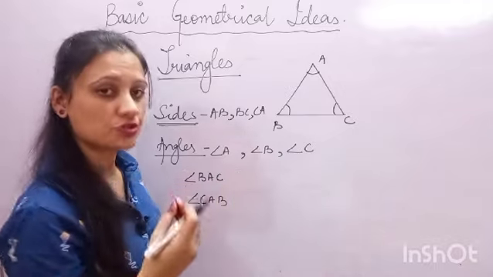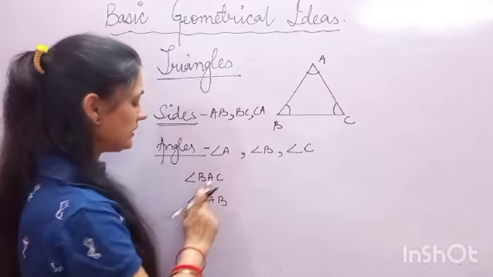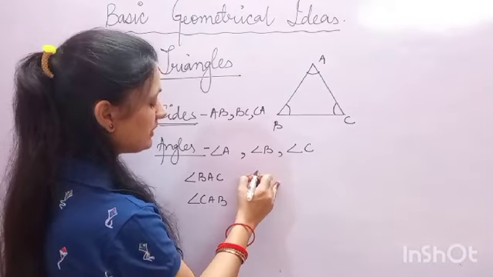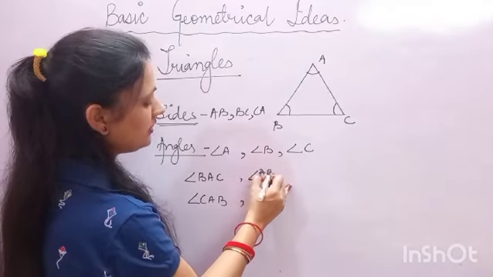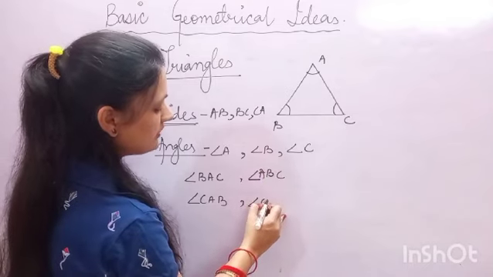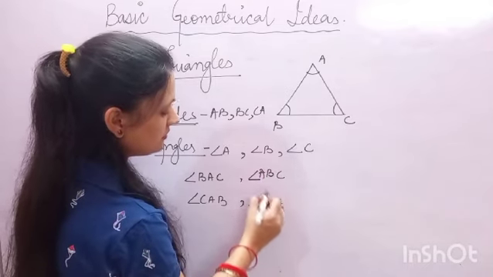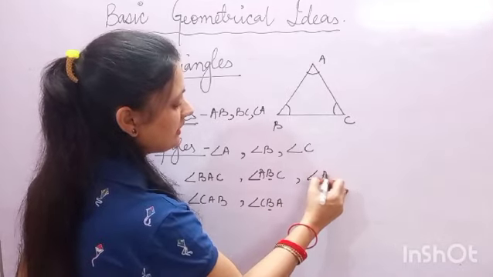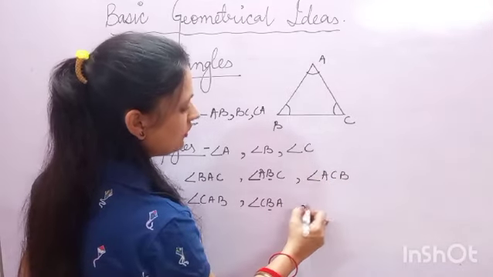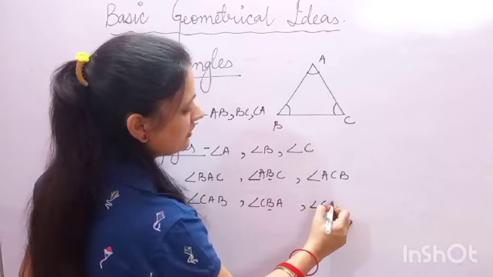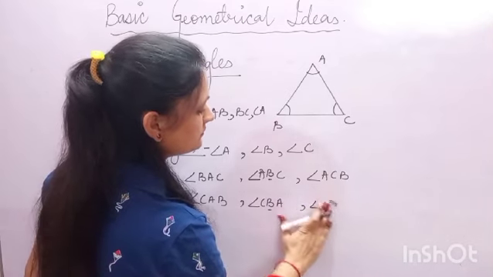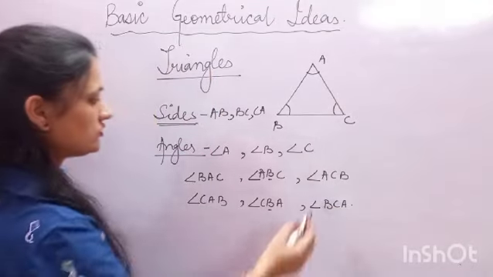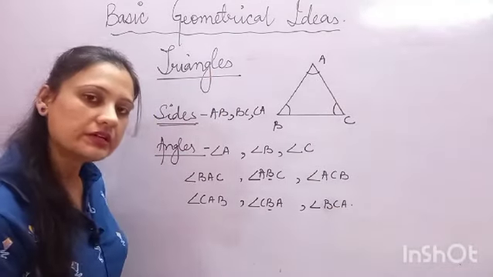Whichever angle we are talking about, the vertex should be in the center. Okay? Similarly, I can write down angle B as angle ABC or angle CBA. Okay? And angle C written as angle ACB or angle BCA. Understood? So these are the angles of a triangle.